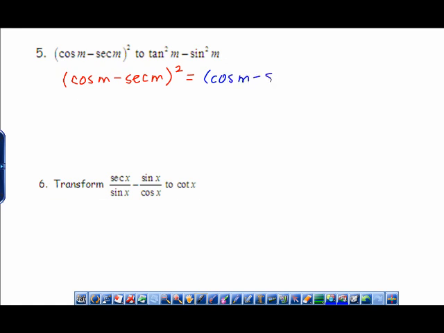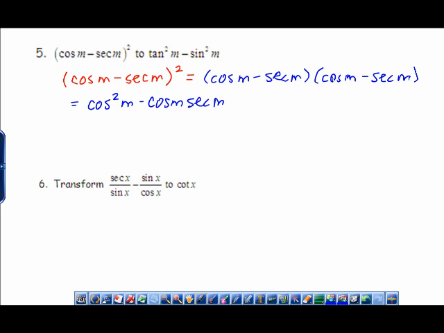Cosine m minus secant m, times cosine m minus secant m. And you need to write this out instead of just going straight into squaring things. Okay, so again, distribution. Cosine times cosine is cosine squared m. Cosine m times negative secant m, I'm going to go ahead and write it as minus cosine m times secant m. I know that I'm going to have two things cancel here, but that's for the next step. I need to just write it first, then I'll simplify it next step.